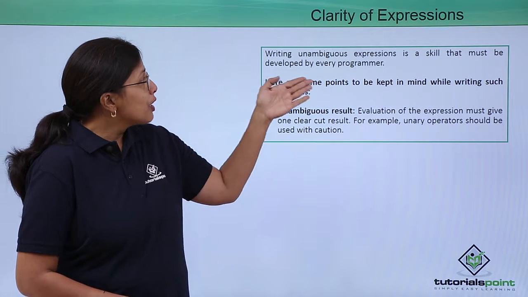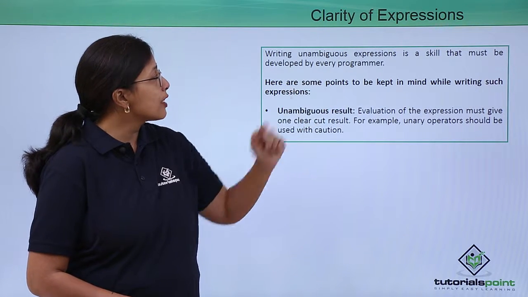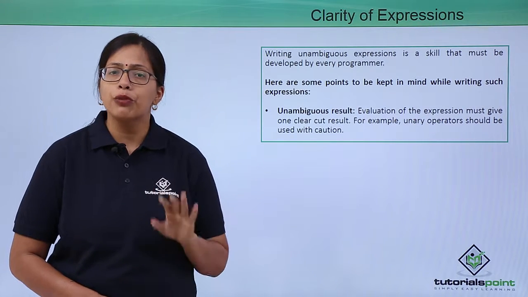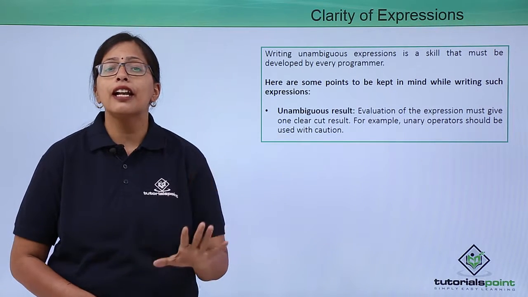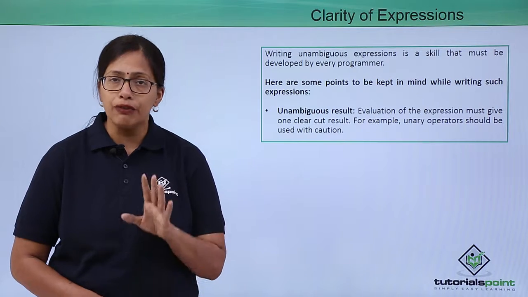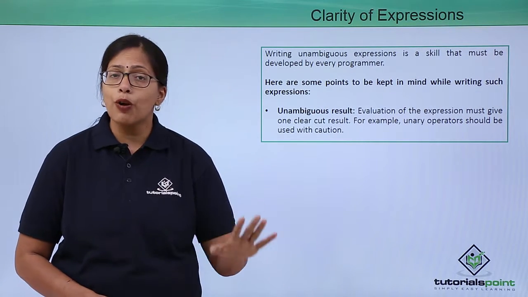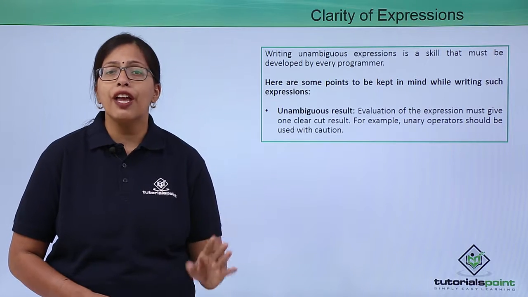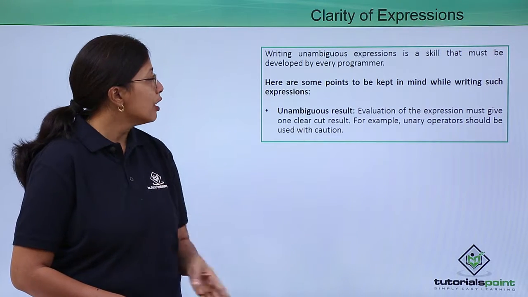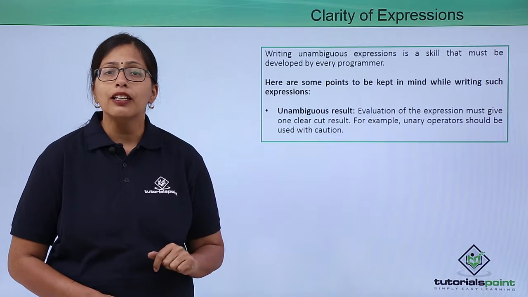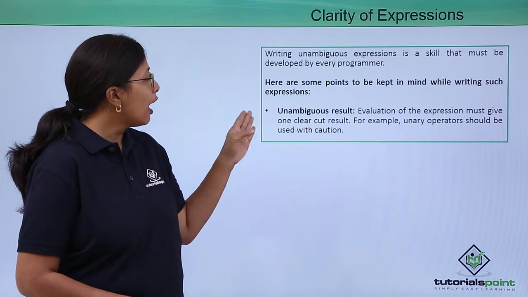Writing unambiguous expressions is a skill that must be developed by every programmer. This is a skill that you must acquire if you want to write programs that run smoothly and test properly, because they have very few errors. So here are some points that you must keep in mind while writing expressions.